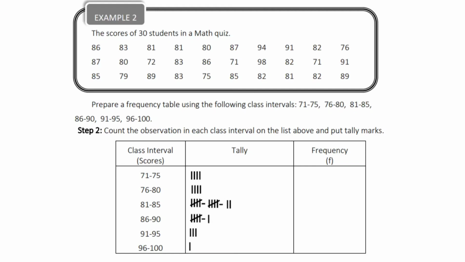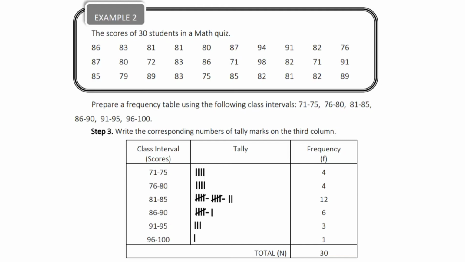We can now proceed to step 3, which is counting the frequency for each interval. For the class interval 71 to 75, the frequency is 4. For 76 to 80, that is also 4. For 81 to 85, the frequency is 12. 86 to 90, the frequency is 6. 91 to 95, the frequency is 3. And 96 to 100, the frequency is 1.